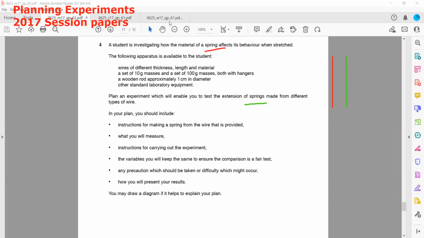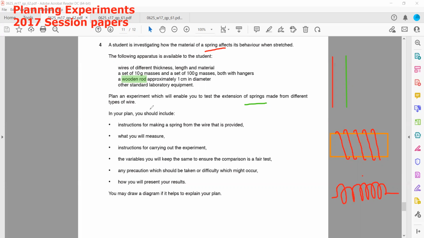So we have this wooden rod, as you can see. So we'll take this wooden rod and we turn or wound this wire around it. So when we turn the wire around the wooden rod, what will happen? When we remove this rod, this wire will act like a spring.